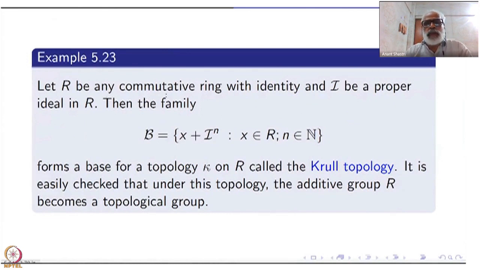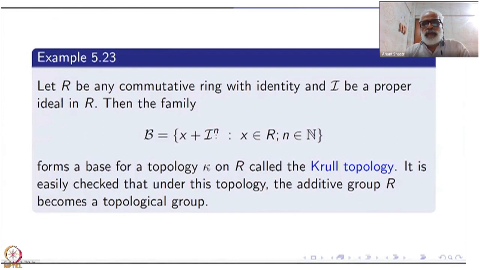Let R be any commutative ring with identity, just like integers, just like rational numbers will be a field. And let I be a proper ideal in R. Ideals are like n times Z. Then the family B, which is obtained by shifting I to the power n, that is x plus I^n, where x ranges over all of R and n is a natural number. So I'm taking I square, I cube, and so on.